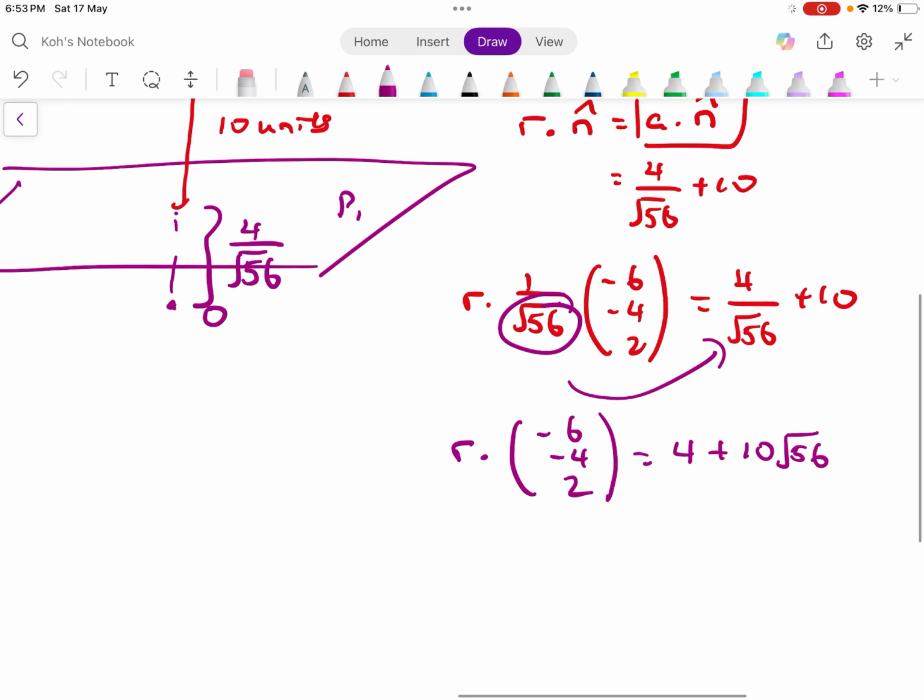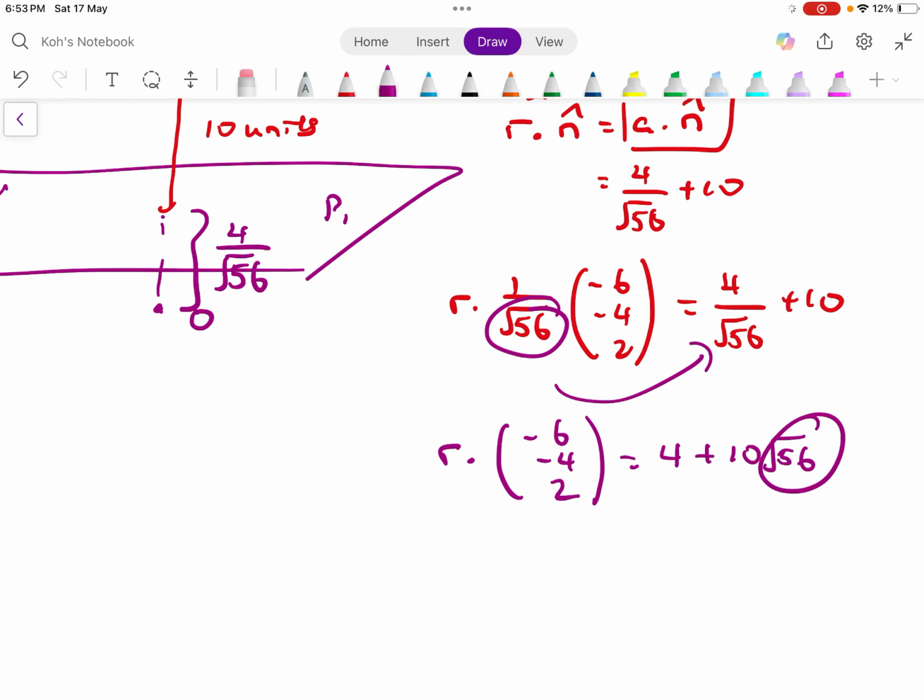This one you can simplify further by using the surd rule, right? So it's equal to 4 plus 10, then this is 56 divided by 4 first. Okay, so it's 2 and 14. So this will give you 4 plus 20 square root 14. So this is one of the so-called vector equations.